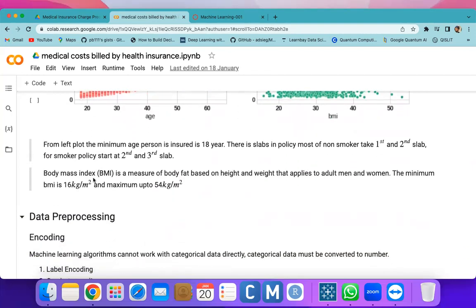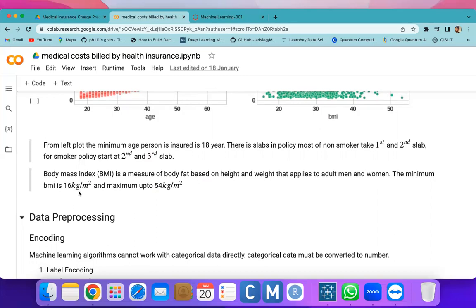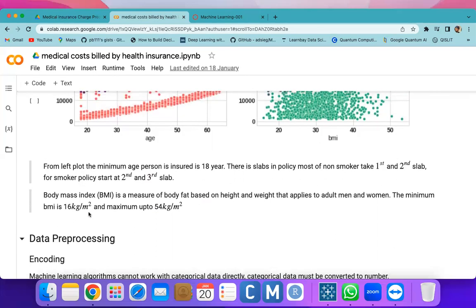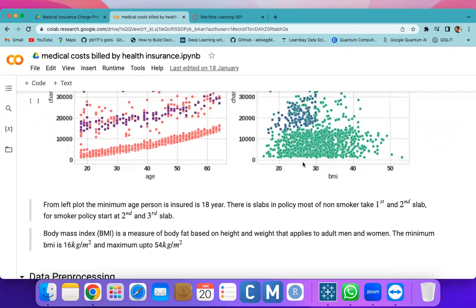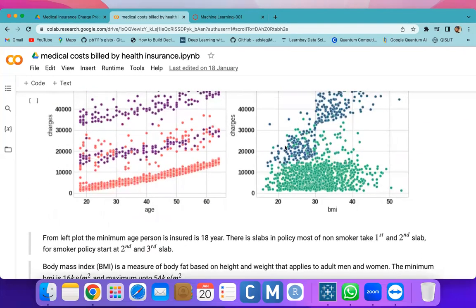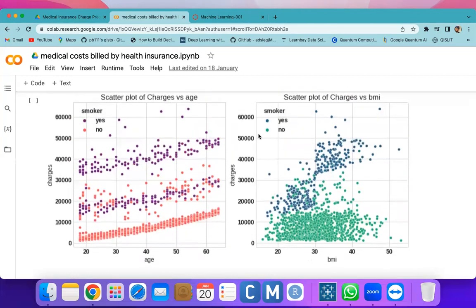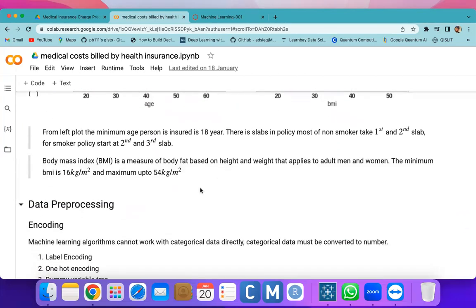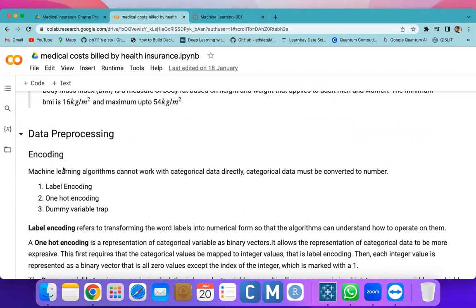Body mass index measures the body based on the weight and the height, and applies to adult men and women. The minimum BMI is 16 kg per square meter, and the maximum is up to 50. Here there could be some kind of relation with BMI: when the person has the smoking habit, the charges could increase.